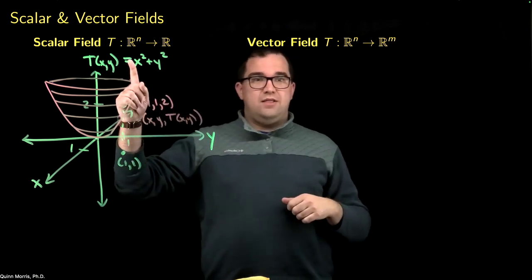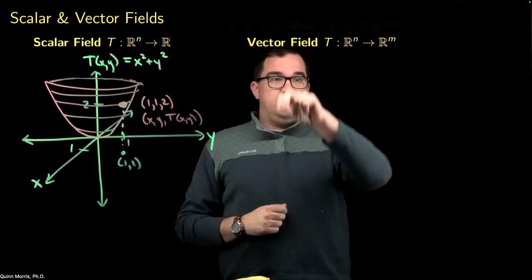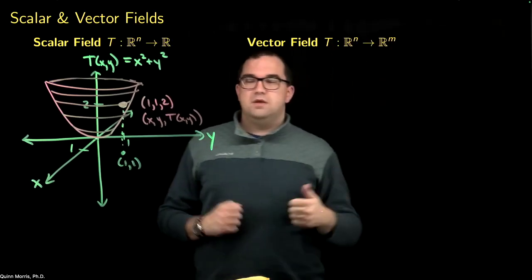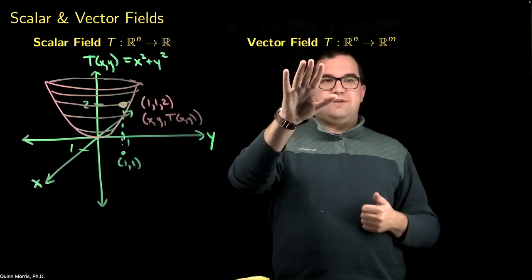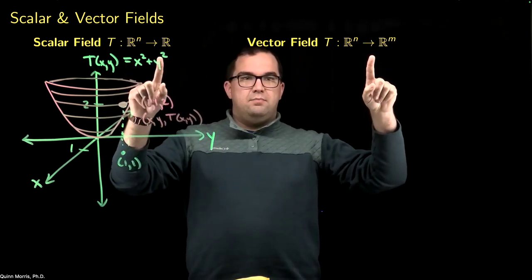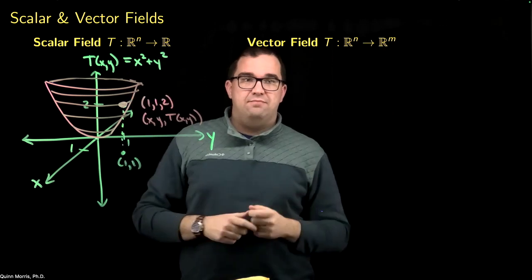So that gives you a scalar field where your inputs are the latitude and longitude, and your outputs are the temperature at that particular point. Now, when we transition to a vector field, we're still thinking of multiple inputs, right? But now, instead of having a single output, we have multiple outputs.